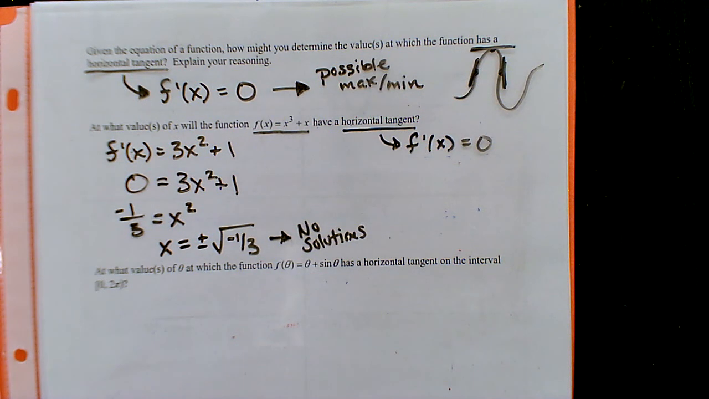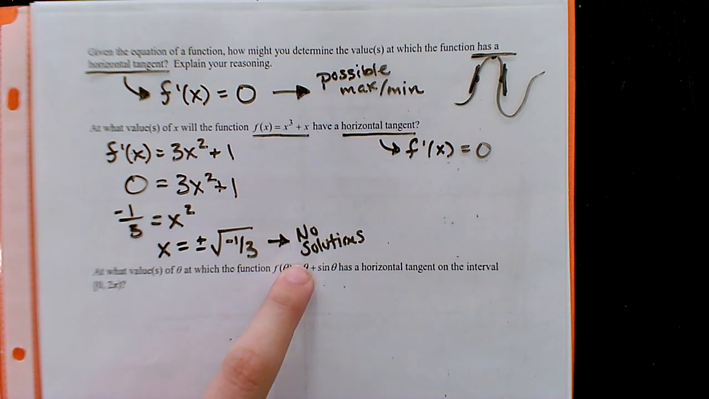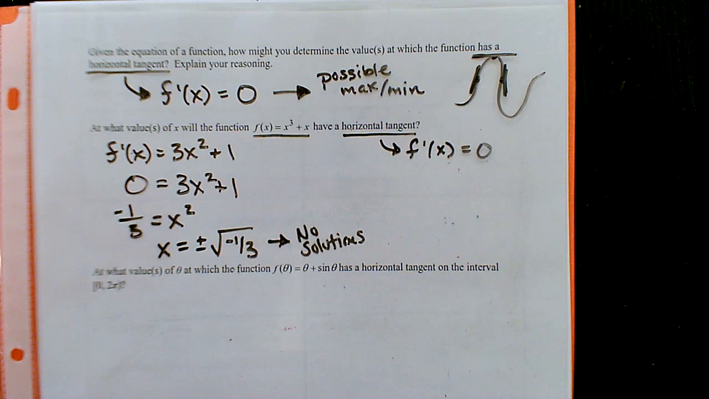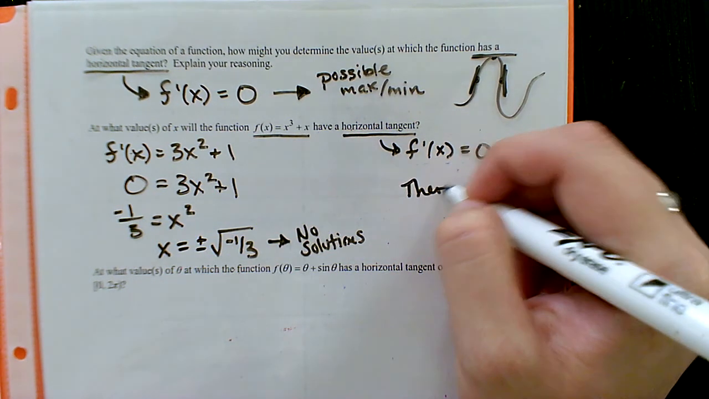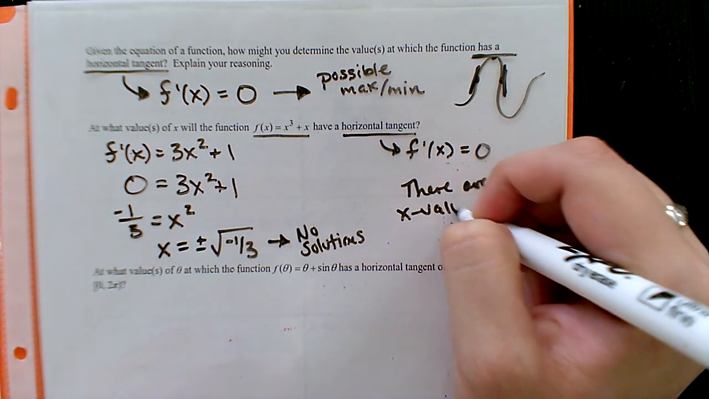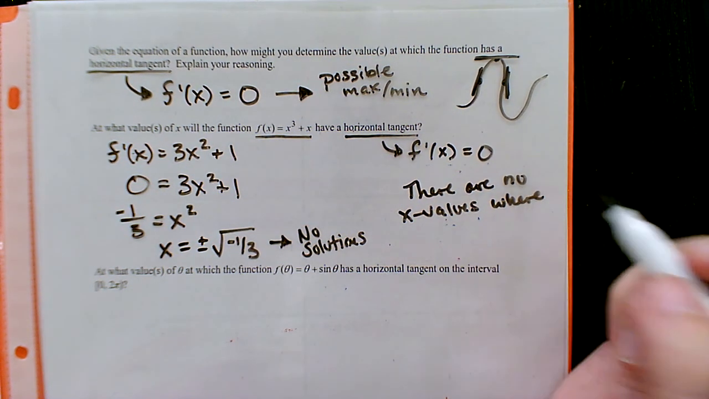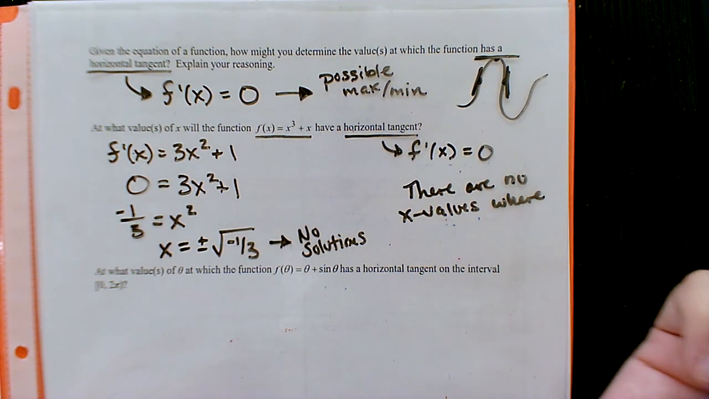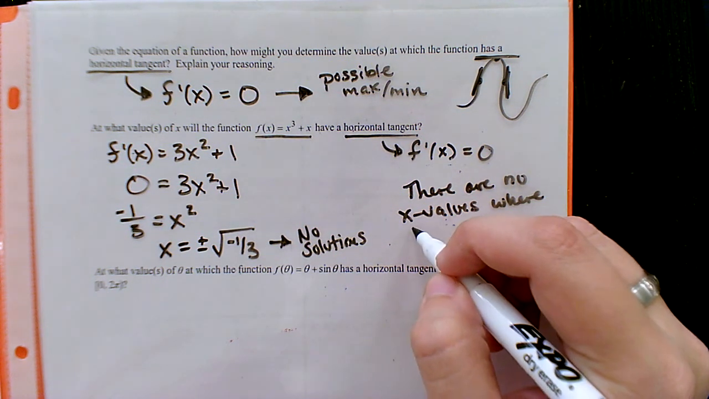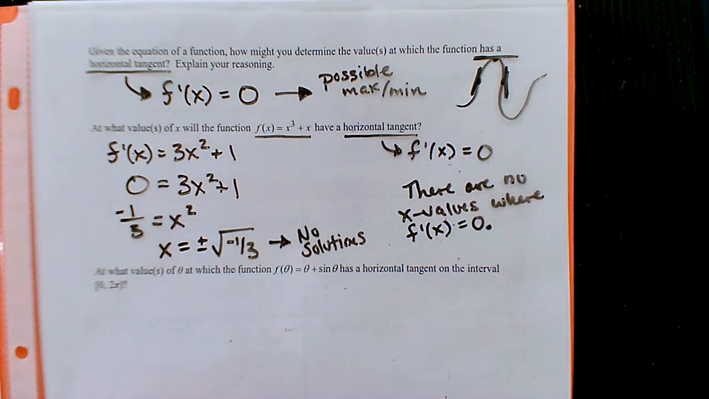So let's formally answer this question. At which x values would you have a horizontal tangent? We specifically saw that there are no solutions, so therefore there are no x values where f prime of x, the derivative, is 0.